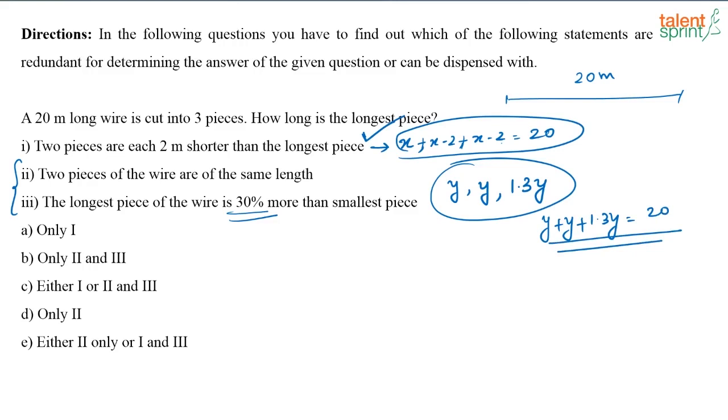That is what they are asking, right? So if I combine statement 2 and 3, again I am able to find the answer for the question. So if this is the case, then this 1 is not required, it becomes redundant. So what will be your answer? Either statement 1 alone is redundant or statement 2 and 3 are redundant. So what will your answer be? Your answer will be option C, either 1 or 2 and 3.